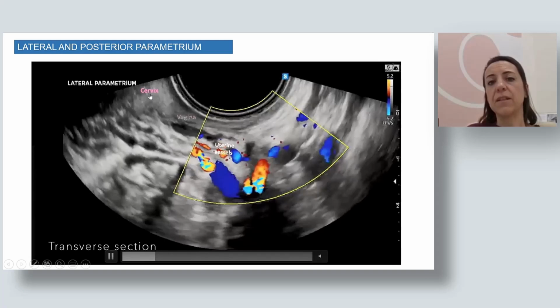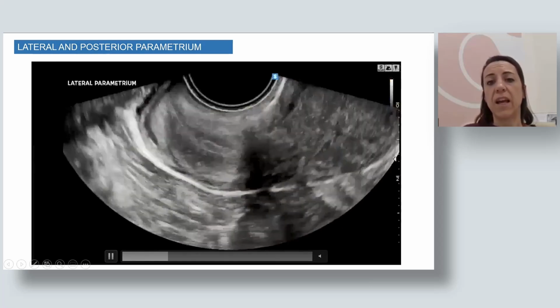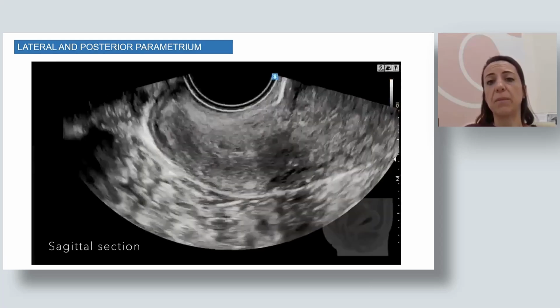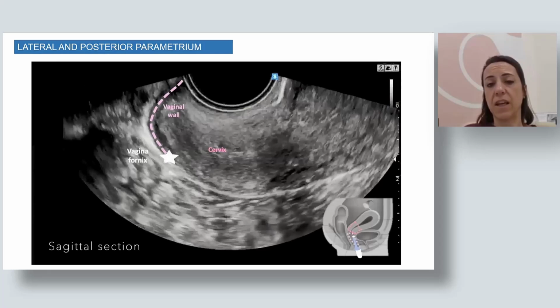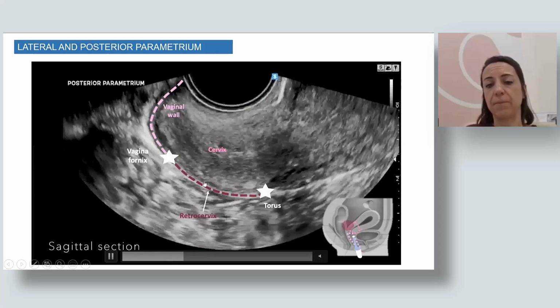This is the cervix, this is the vaginal wall, uterine vessels, ureter, and pelvic wall. The structure between cervix and pelvic wall corresponds to the lateral parametrium. Then, to assess the posterior parametrium, we can obtain this transversal section of the cervix. Then we can visualize the cervix and the retrocervix.